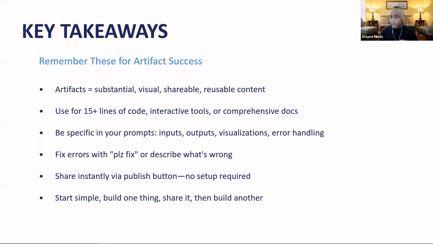And then, of course, be specific about your prompts. Remember, use the 4-point prompt that we learned in the previous session: the role, the specifics that you want, and then ultimately the outcome that you're looking for. And then if you run into any errors, always interact with it. What is it you want it to do? You want it to fix what you want fixed, or give it a picture of the issue that it's run into, and then you can share instantly via the publish button.